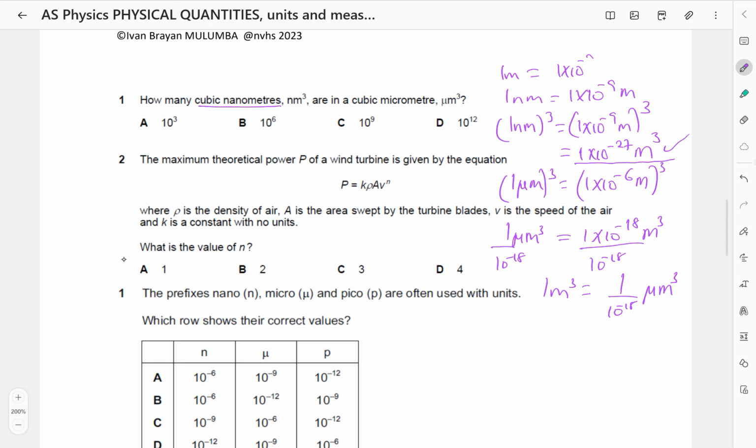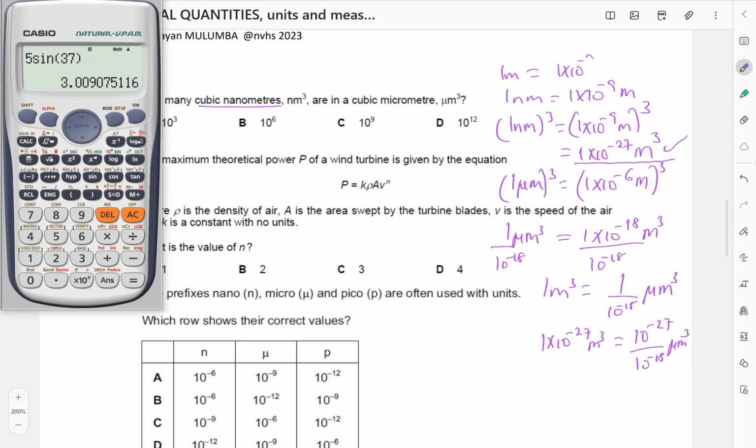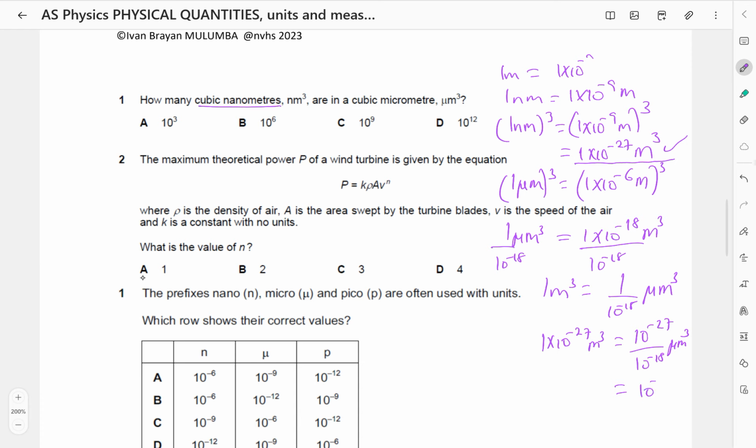So this means 1 times 10 power negative 27 meters cubed is going to be equal to 10 power negative 27 divided by 10 power negative 18 cubic micrometers. So we just subtract the powers. We have negative 27 minus negative 18. That is negative 9. So this is going to be 10 power negative 9.